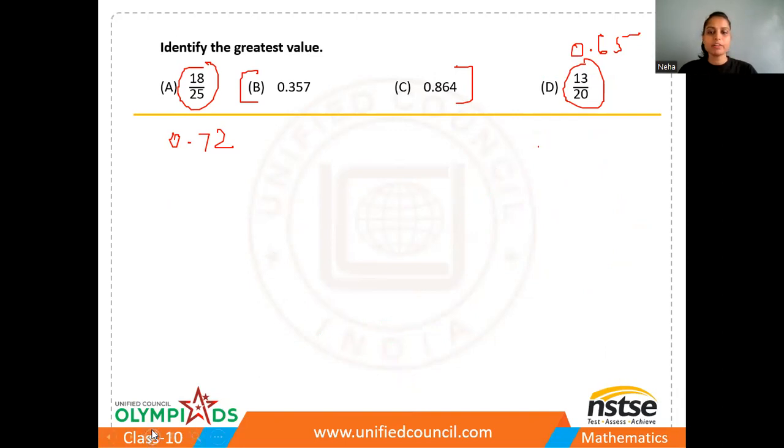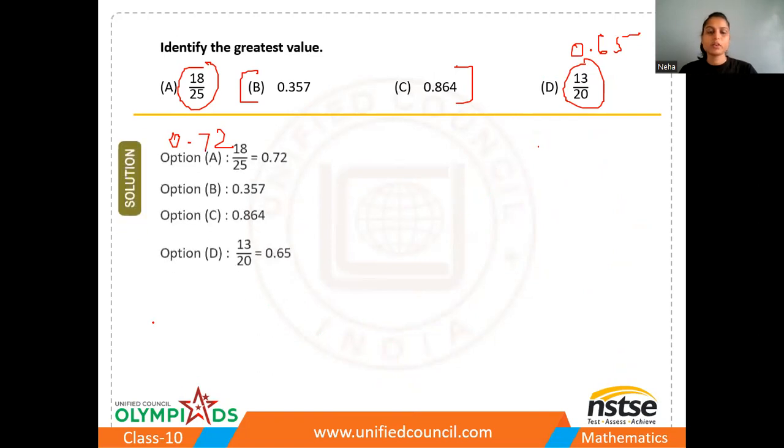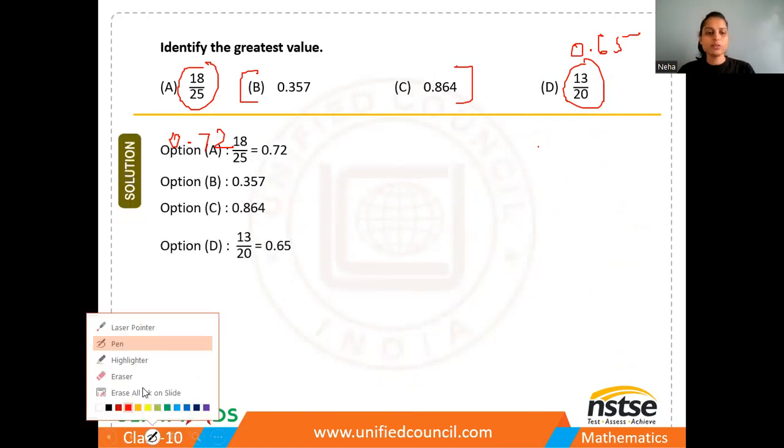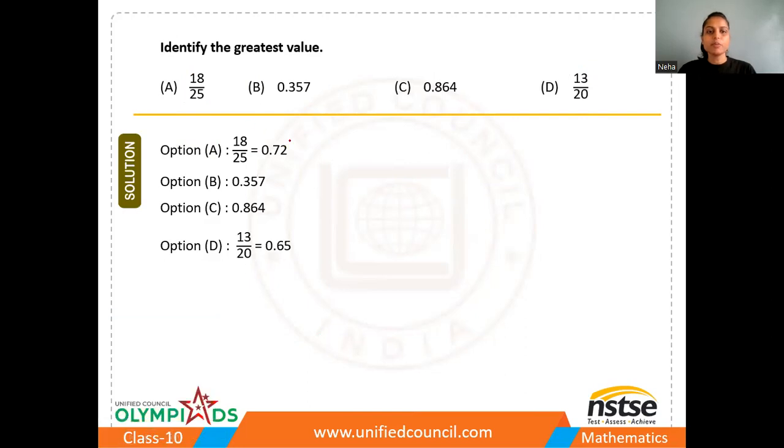So let me compare all the numbers. Here you can compare, my dear student: 0.72, 0.357, 0.867, 0.65. Which one is the greatest? Obviously 0.867 is the greatest, right? So option C is the right answer.